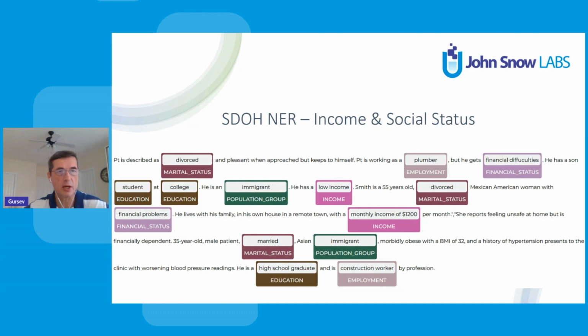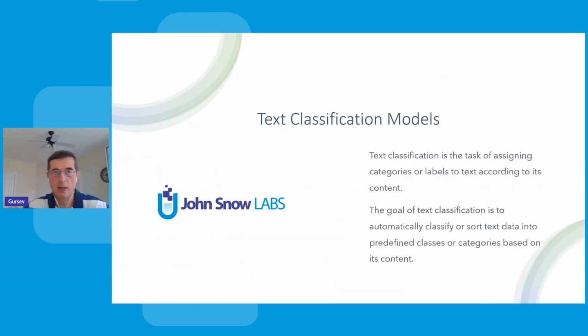Starting with the patient described as divorced, it's immediately extracted as marital status, and then come some entities about employment, construction worker or plumber. And again, the income, it's low income or just below that, the income value of $1,200 per month. It's easily understood. Financial difficulties and financial problems are extracted as financial status. So this model is doing its job.